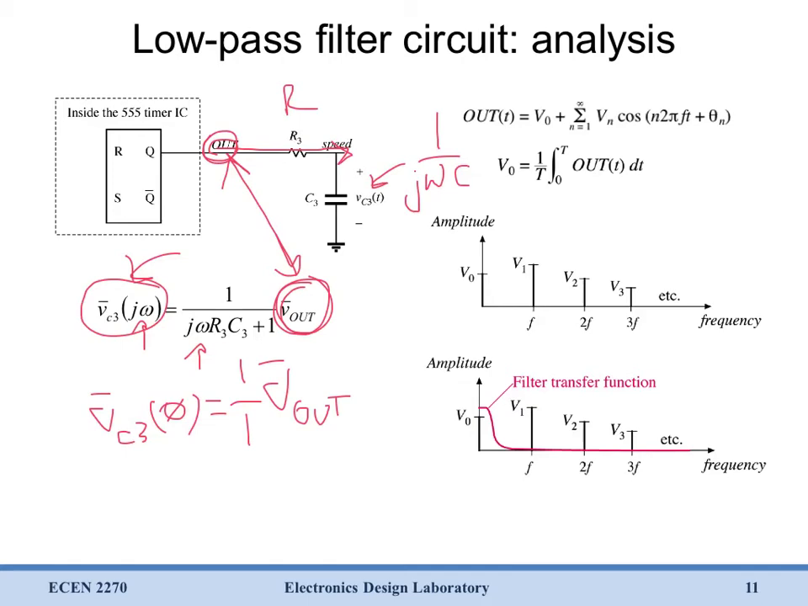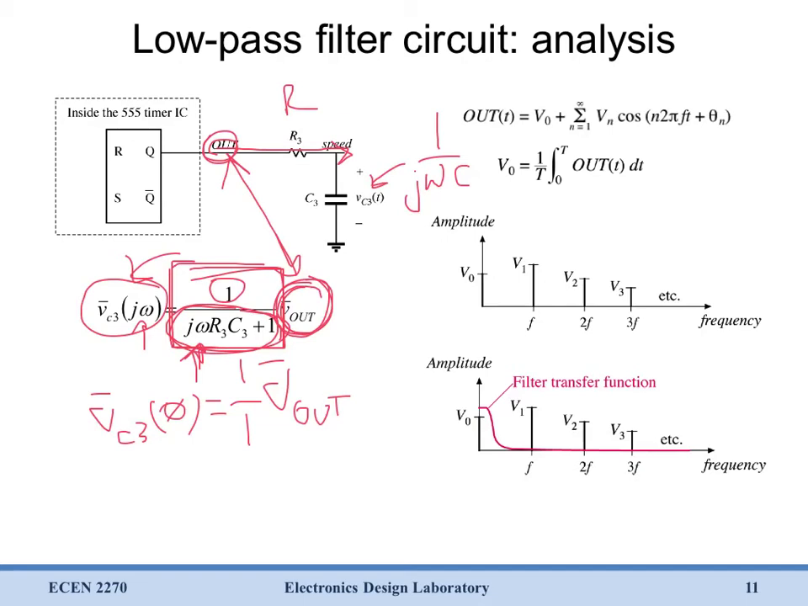Now if you'll notice, as omega increases, the magnitude of this is going to get smaller and smaller. Right? As omega gets large, the bottom of this is going to get large, and we're going to have 1 over a large number. This is going to be some value approaching 0, meaning that we're going to attenuate all the high frequency components of V out.